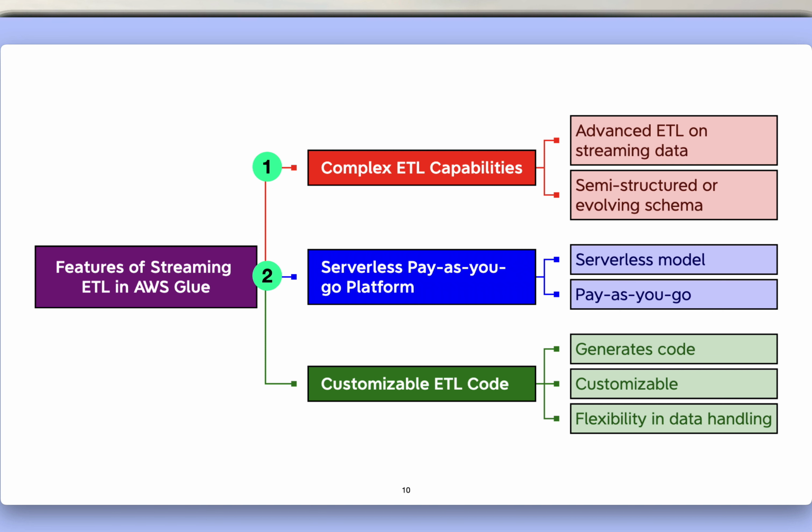2. Serverless pay-as-you-go platform. AWS Glue operates on a serverless pay-as-you-go model, making it cost-effective for both batch and streaming ETL jobs. 3. Customizable ETL code. AWS Glue generates code that can be customized to suit your specific ETL needs. This allows for greater flexibility in handling your data while it's in transit.